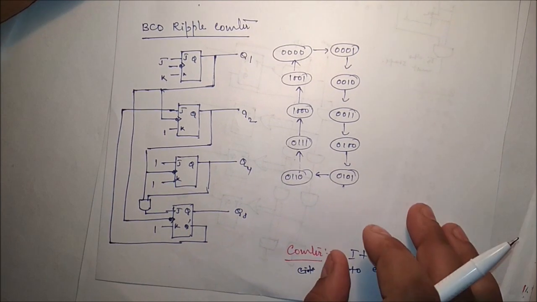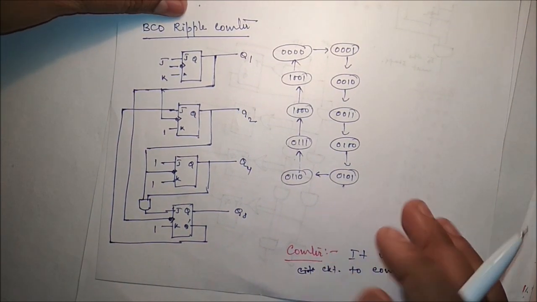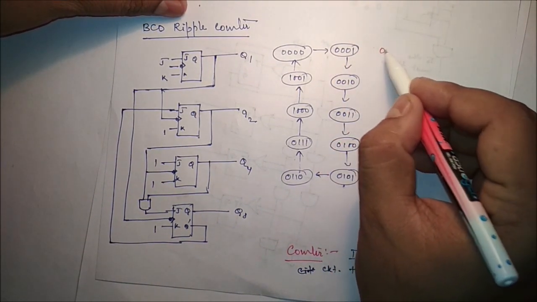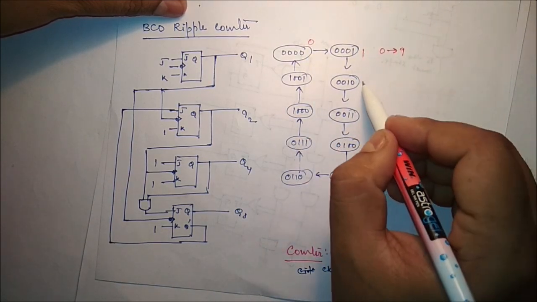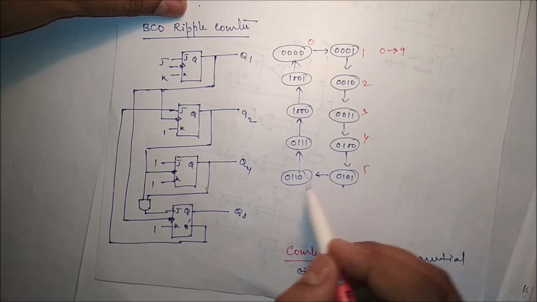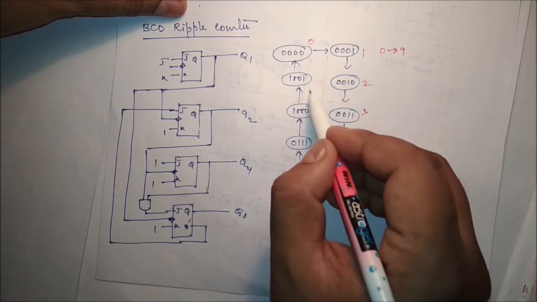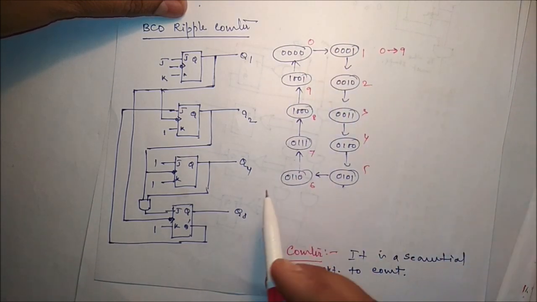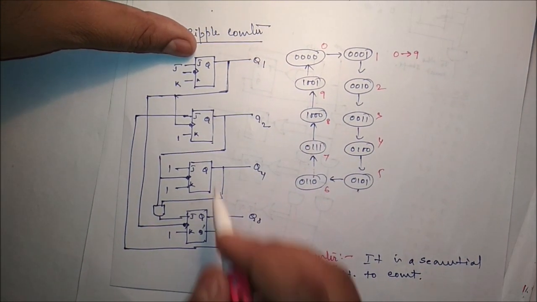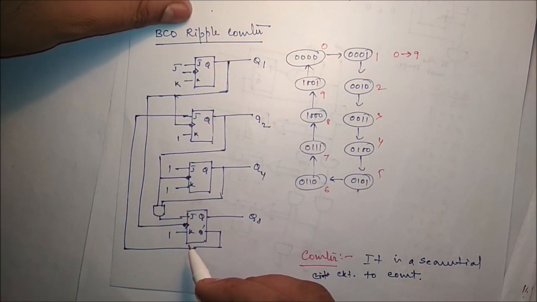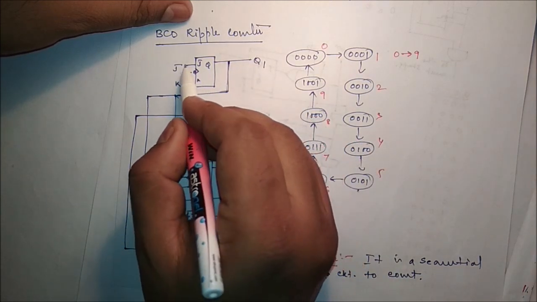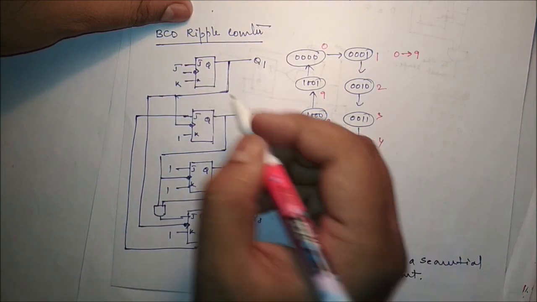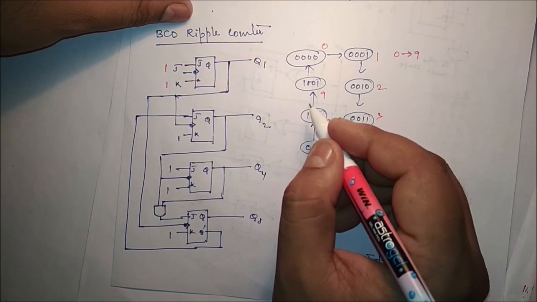Now this is the BCD ripple counter. BCD is binary coded decimal, so it will move from 0 to 9 only. So 0 1 2 3 4 5 6 7 8 9, and once again 0. Now you can see the construction here. We have applied JK flip-flops to construct the BCD ripple counter. So Q1, J and K are always 1. Clear?